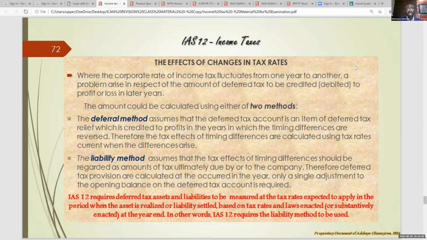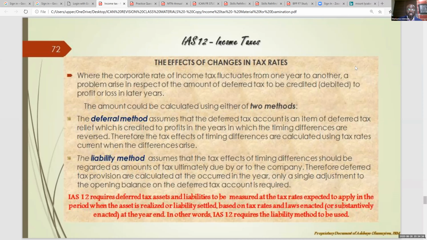Likewise, the liability method assumes that the tax effect of timing differences should be regarded as an amount of tax ultimately due by or to the company. Therefore, the deferred tax provision is calculated at the rate in the year it occurs. Only a single adjustment to the opening balance of the deferred tax account is required, which is what we did. And that's why you find that the adjustment impacted 2015.